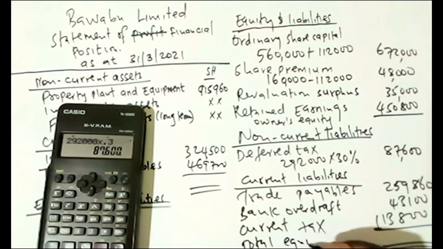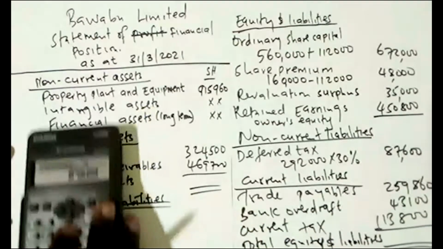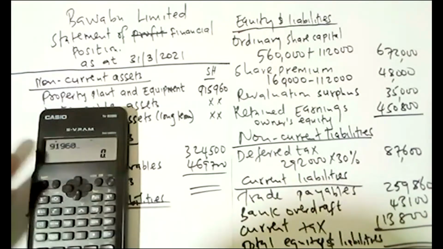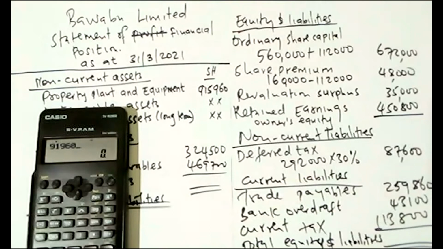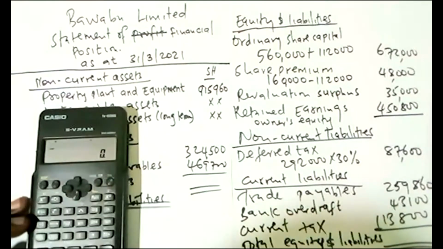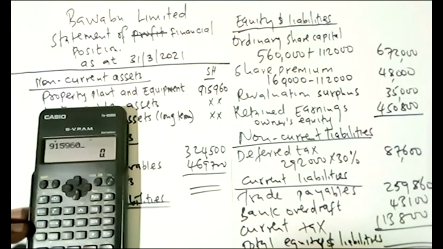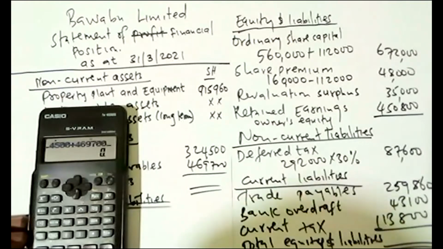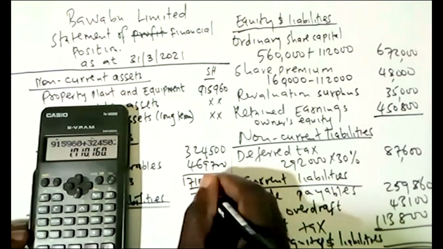So we have the total equity and liabilities. For the total assets, we have 915,960 plus 324,500 plus 469,700. So this is 1,710,160.